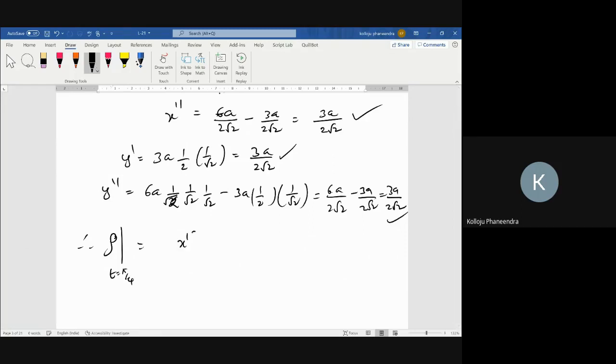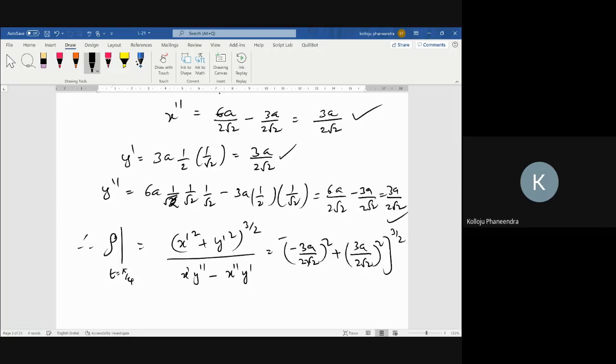What is the formula? (x dash square plus y dash square) whole power 3 by 2, by x dash y double dash minus x double dash y dash. First one, x dash, what is the x dash value? Minus 3a by 2 root 2, this one square, plus y dash, 3a by 2 root 2, whole square, this whole power 3 by 2, by x dash, minus 3a by 2 root 2, y double dash, 3a by 2 root 2, next minus x double dash, 3a by 2 root 2, y dash 3a by 2 root 2. So denominator minus minus.